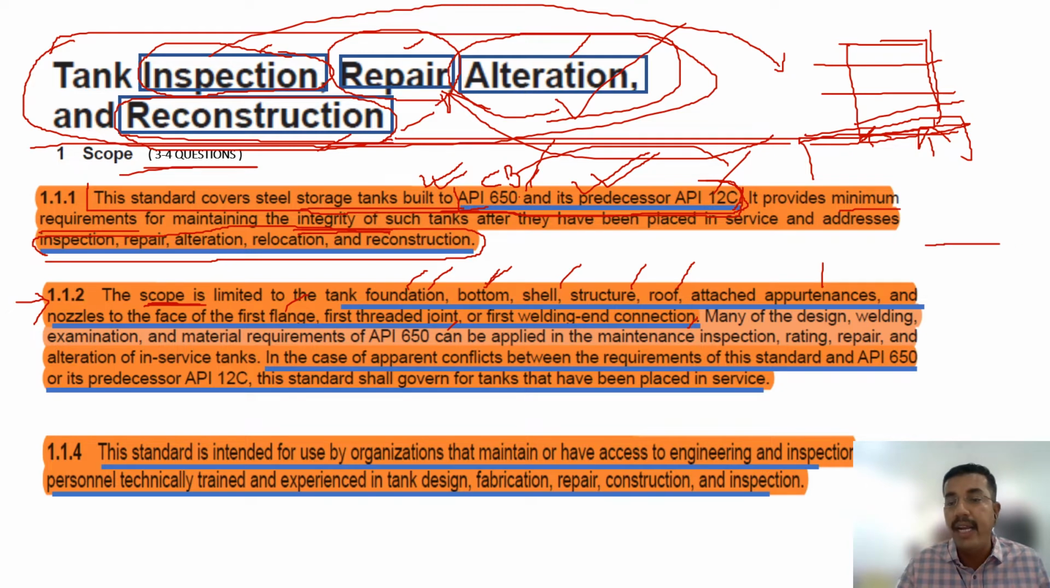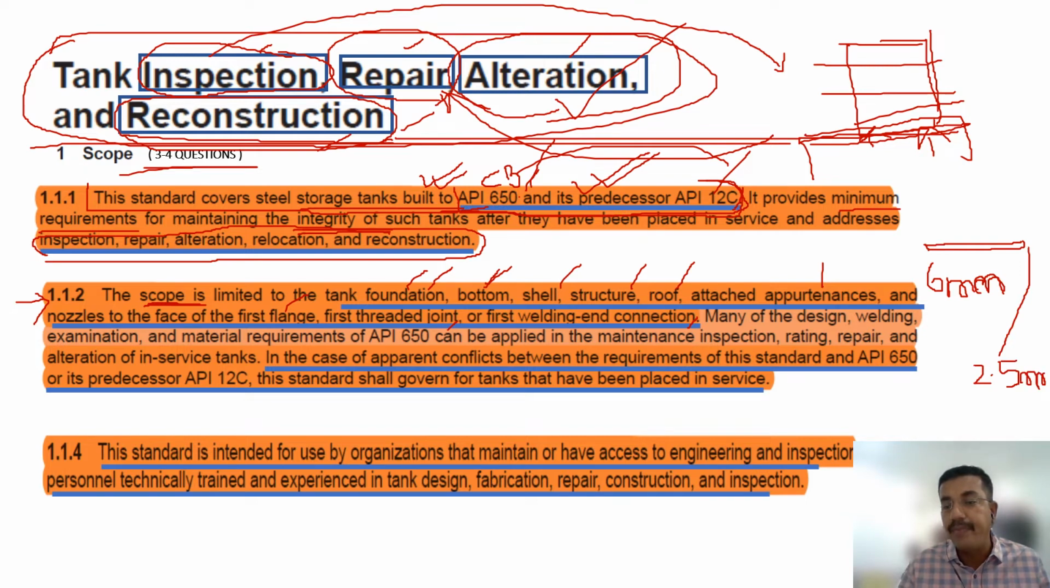Like a bottom plate for API 650. What is the minimum thickness required in API 650? 6 mm. Okay, if you remember, it is 6 mm. But in API 653, the minimum thickness required for bottom plate is 2.5 mm. If it is less than 2.5, we have to go for a repair. Okay, so those are some of the changes.